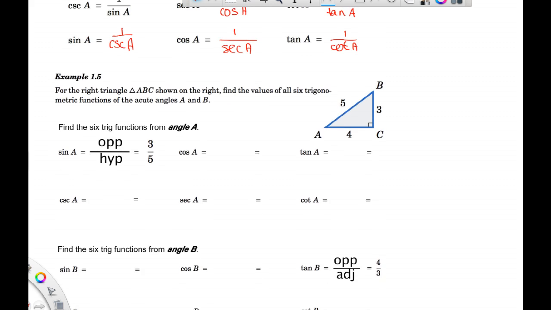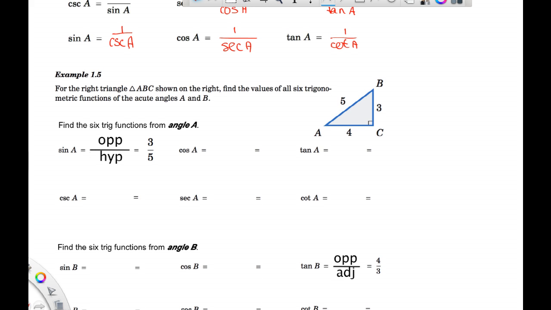Alright, so let's look at this little triangle over here. Find the 6 trig functions from angle A. So, angle A, so the sine is done for you. Opposite over hypotenuse. So the cosine is adjacent over hypotenuse, right? And we are in angle A, so adjacent is 4 and the hypotenuse is 5. The tangent is opposite over adjacent, so 3 over 4.